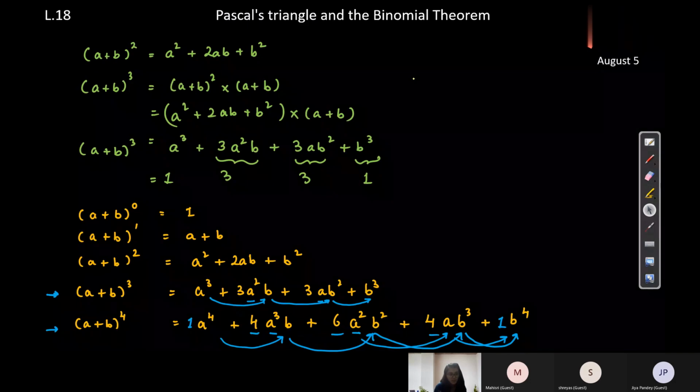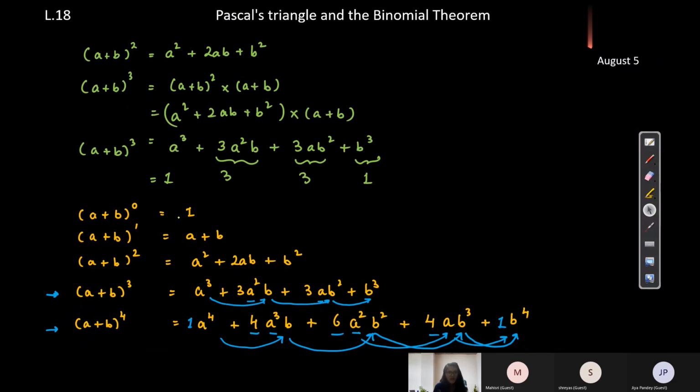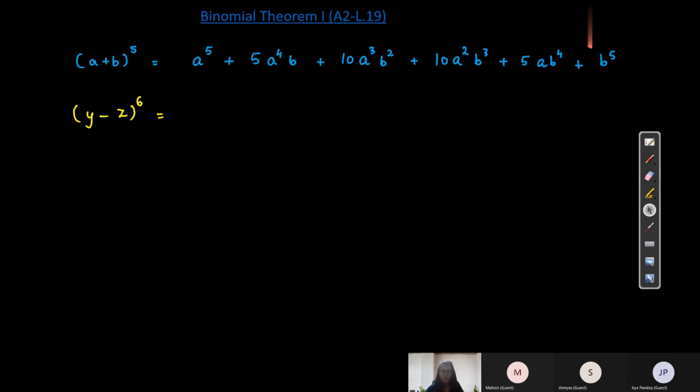Let's check this. When exponent was 0, we had 1 term. When exponent is 1, then we had 2 terms. When exponent is 2, then we had 3 terms. So the number of terms is actually 1 more than the exponent, right? When exponent is 6, we are going to have 7 terms. So that's one thing, that we are going to have 7 terms in this expansion.